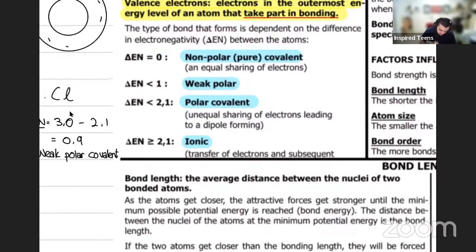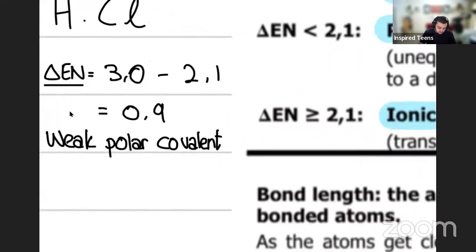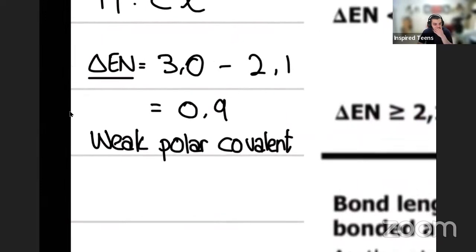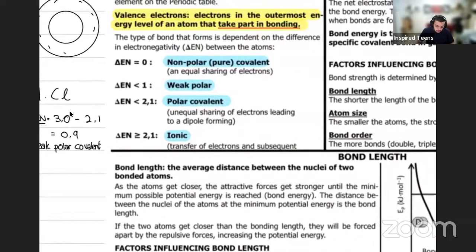So the bond that forms between hydrogen and chlorine is a weak polar covalent bond. I don't know if that's a bit difficult to see. Maybe that's a bit better. I hope that makes sense as well. It is a weak polar covalent bond. So that's how we can determine the type of bond between two elements.